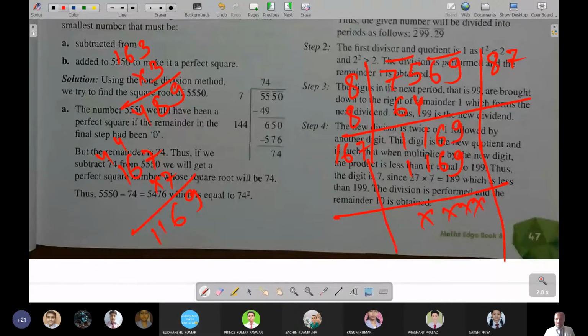Now what will we do? We will add 7 over here, it will become 174. Just see, half of 174 is 87. So 87 becomes the root. You can write, therefore, root of 7569 is equal to 87.